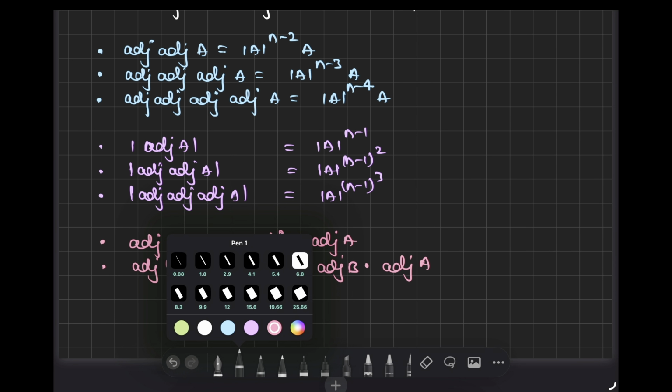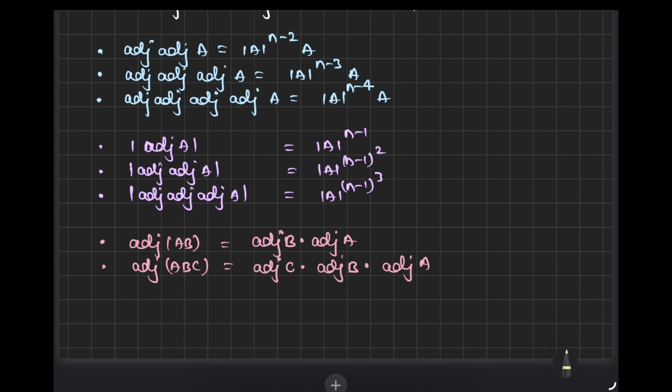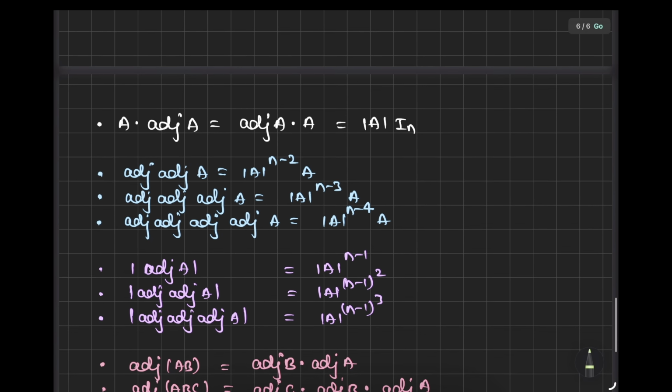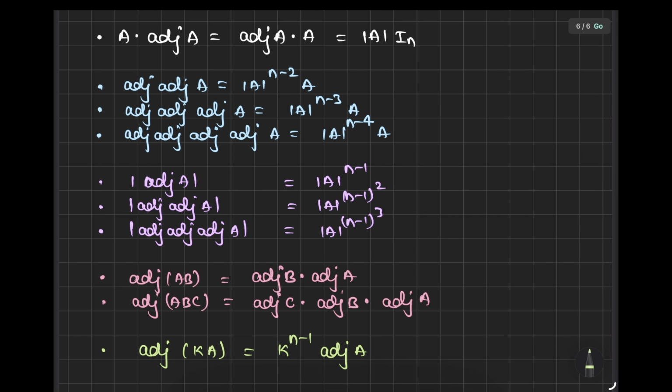Okay, then we have a number multiplied with it. So it was adjoint of K times A. So what you have to write? K to the power n minus 1 adjoint of A. I hope till this part you guys are okay. Till this thing you have to memorize. Okay, so A times adjoint of A is equal to adjoint of A times A, which is determinant of A times I.